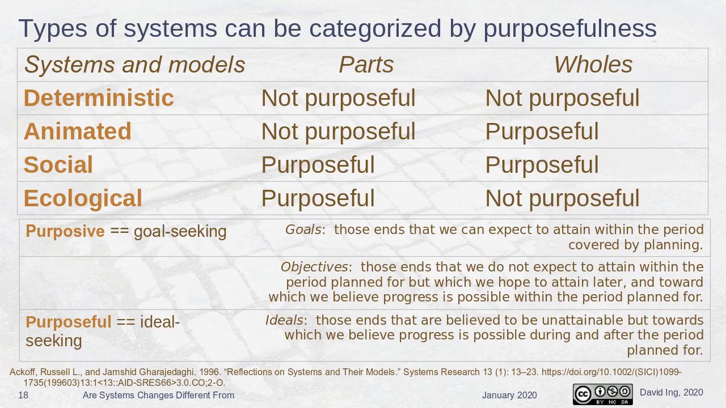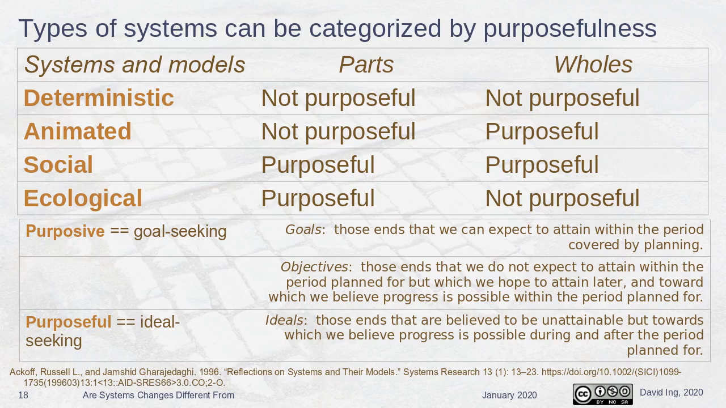One is deterministic, or mechanistic, and in that, the whole has no purpose, and the parts have no purpose. If you look at the example of an automobile, which Ackoff uses, a car does not choose to be a car, the engine does not choose to be the engine. You can describe the engine as part of the car, so you do have a system. A car is a system. It's not one that has purpose, though.